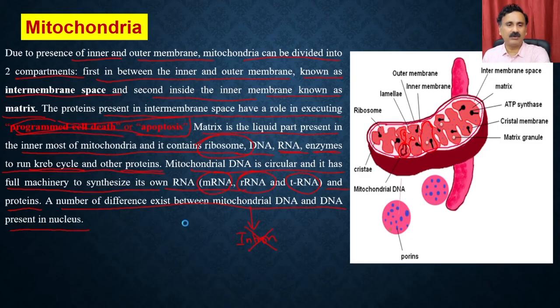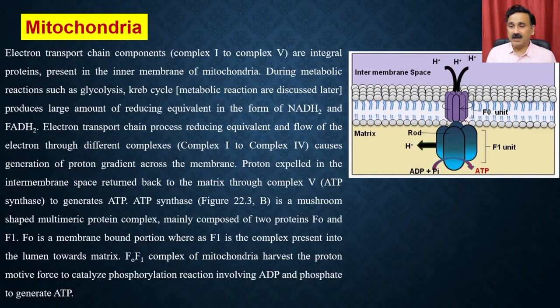Now let's talk about the cellular ATP generation machinery. This is the ATP generation machinery, which is present in the membrane, and the system that produces the energy is called the electron transport chain, which is actually a very huge complex, and that's why these are labeled as complex 1 to complex 5, and all these complexes are integral proteins.